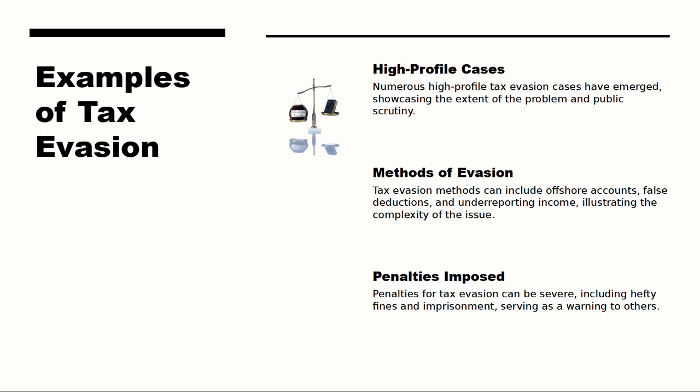Examples of tax evasion. High-profile cases. Numerous high-profile tax evasion cases have emerged, showcasing the extent of the problem and public scrutiny. Methods of evasion. Tax evasion methods can include offshore accounts, false deductions, and underreporting income, illustrating the complexity of the issue. Penalties imposed. Penalties for tax evasion can be severe, including hefty fines and imprisonment, serving as a warning to others.